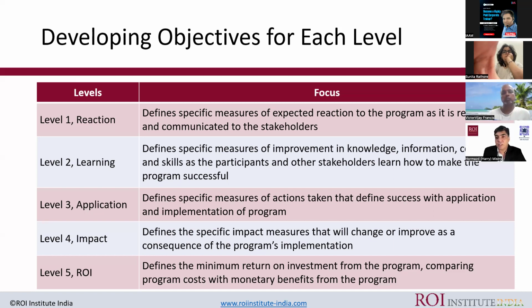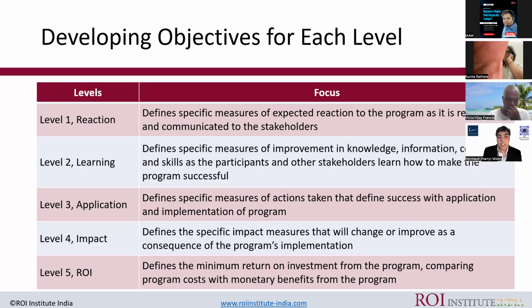At level 3, our smart application objectives define specific measures that will define success with application and implementation of the project. Very specifically, what are we expecting the participants to do once they have learned what they're supposed to learn? How are they supposed to apply what they have learned? What are they supposed to do? What actions do they need to take? That helps you categorically define your application level objectives.